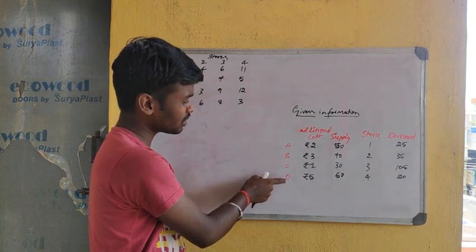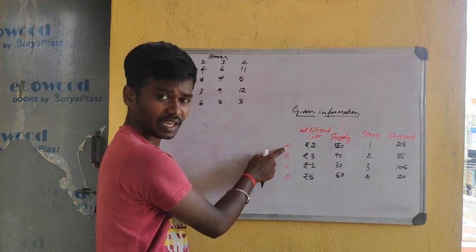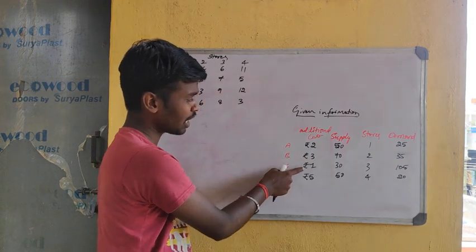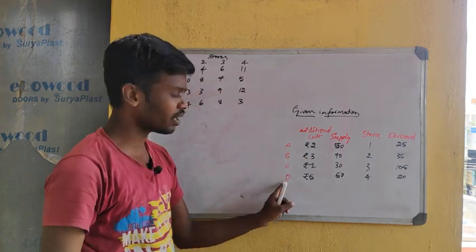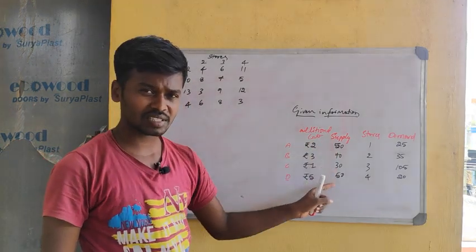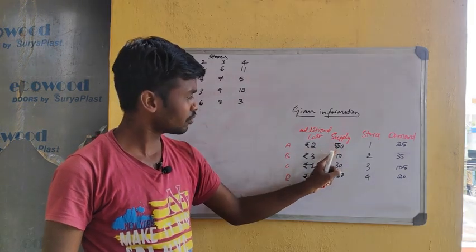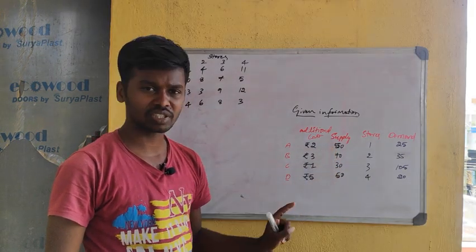So the 4 factories incur an additional unit cost of rupees 2 for A, rupees 3 for B, rupees 1 for C and 5 for D, and also the respective production capacities. The production capacities of the factories are nothing but the supply, right? So 50, 70, 30 and 50 units are given.